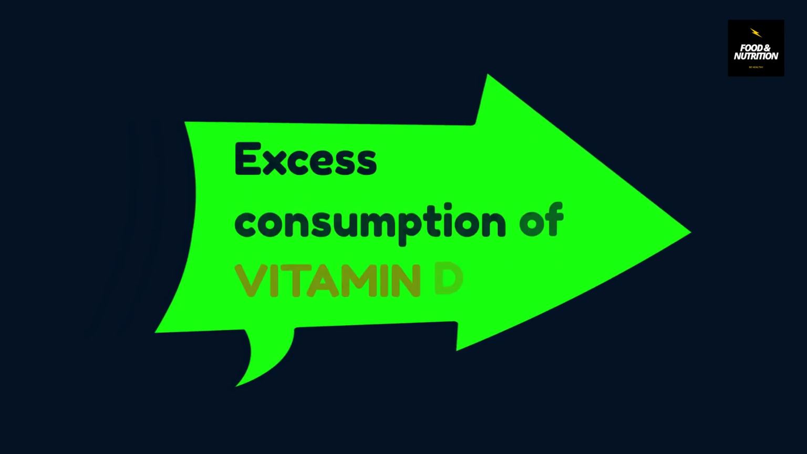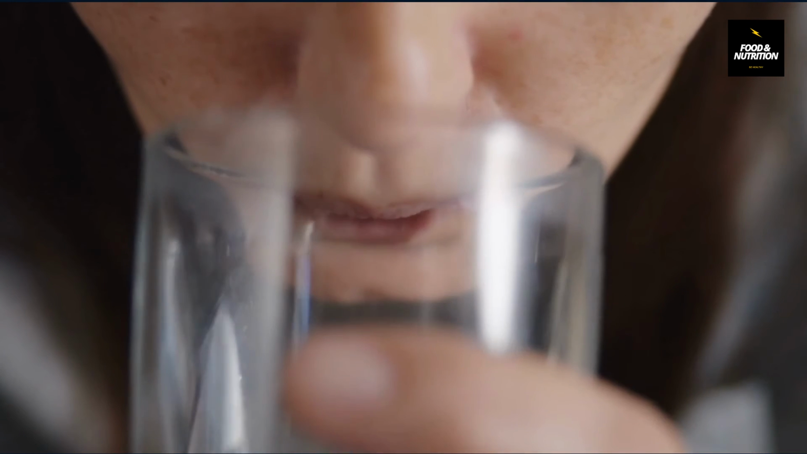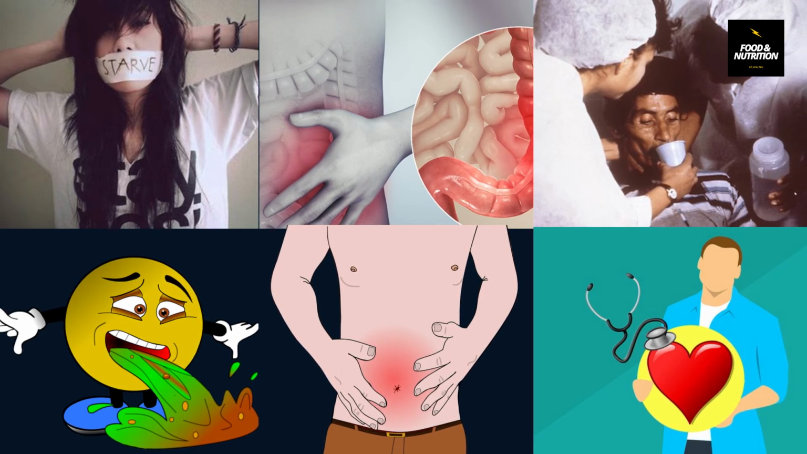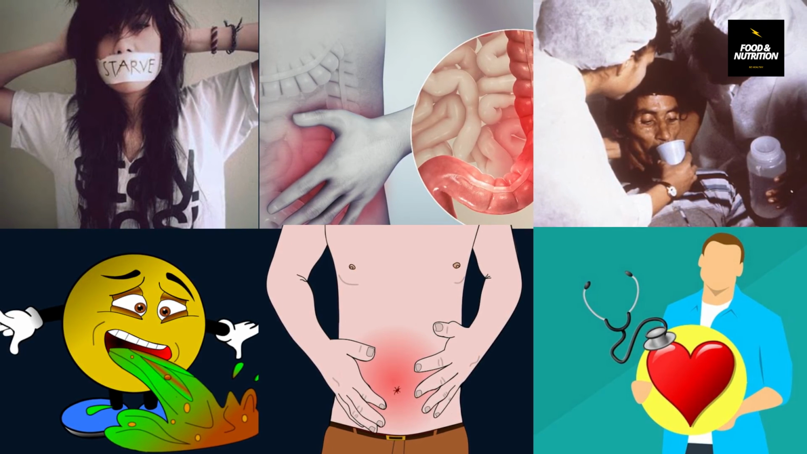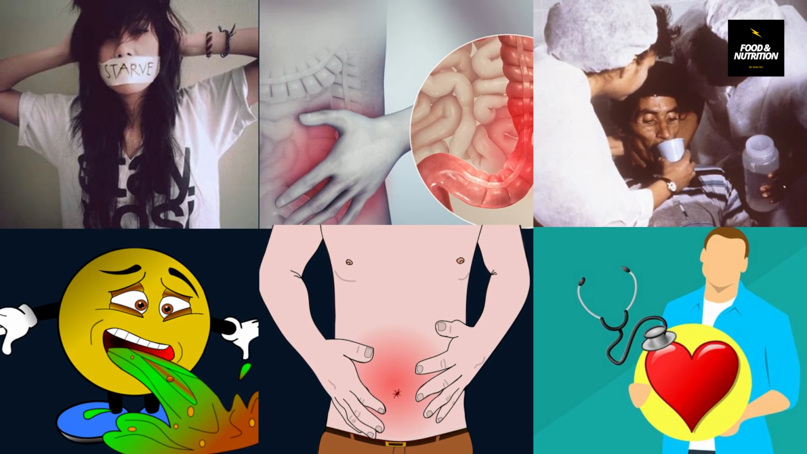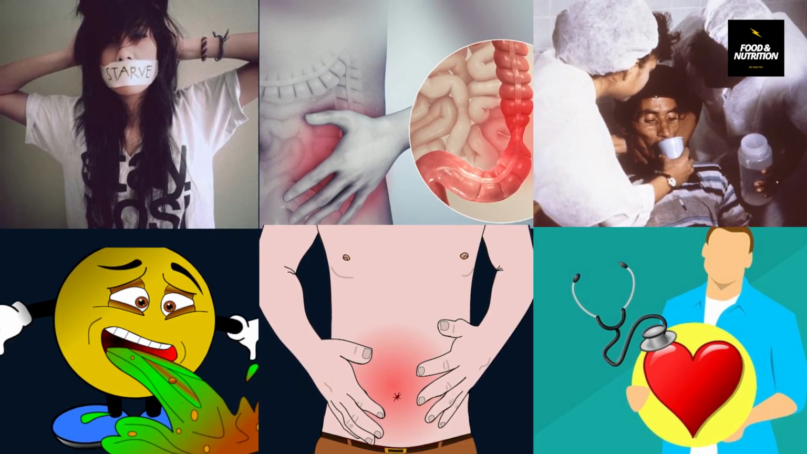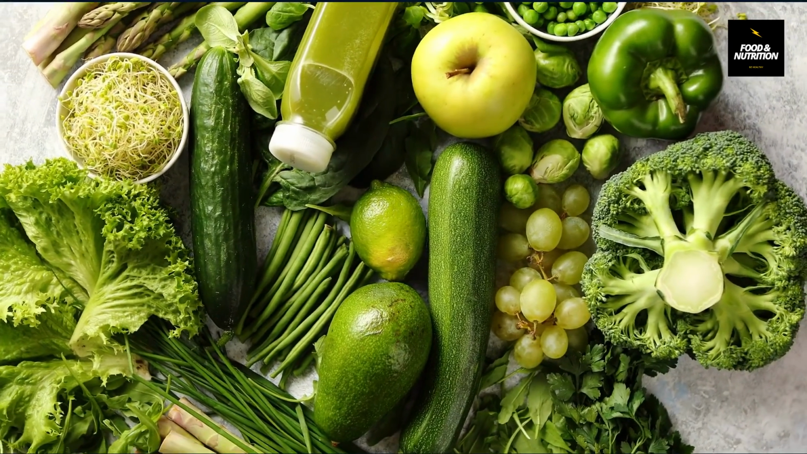Side effects of excess consumption of vitamin D. Symptoms of hypervitaminosis of vitamin D may develop after large intake of vitamin D for 1 to 3 months. Excessive consumption of vitamin D may cause symptoms like anorexia, growth failure, nausea, vomiting, calcification of soft tissues, constipation, diarrhea, dehydration and hypertension. These are some brief information about vitamin D.